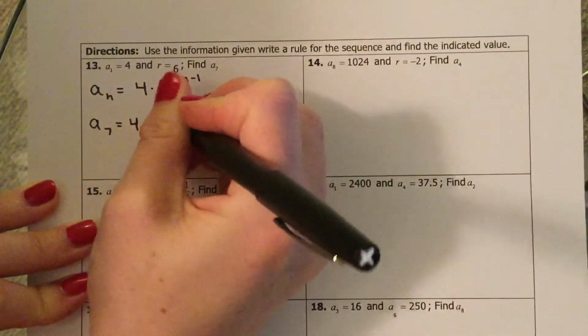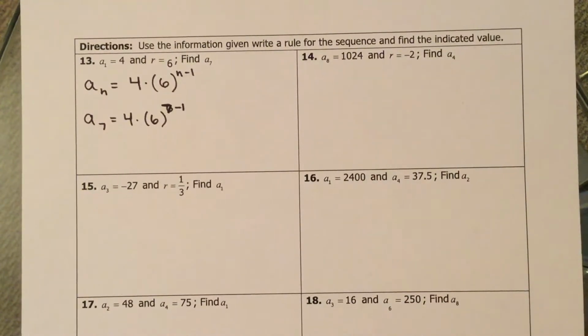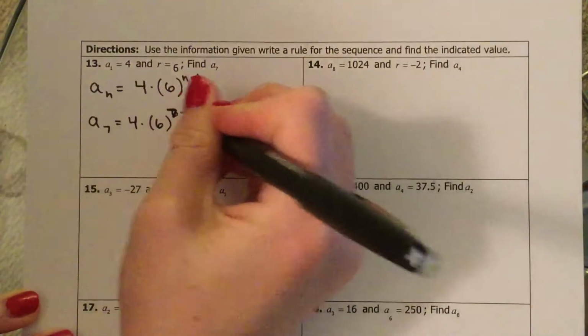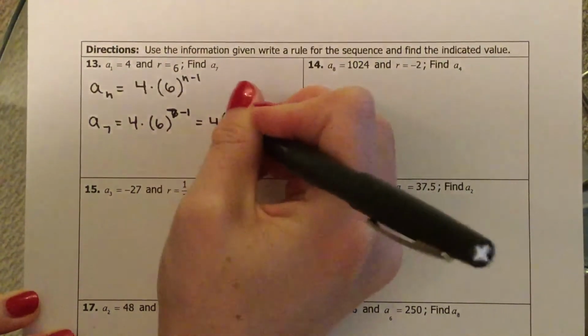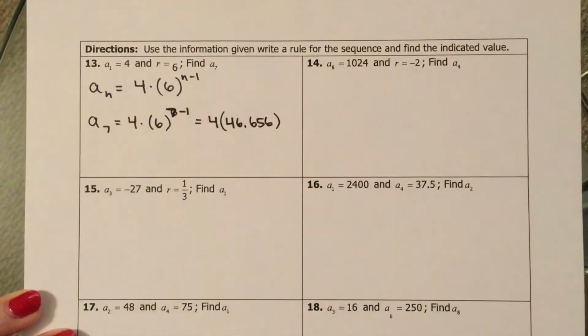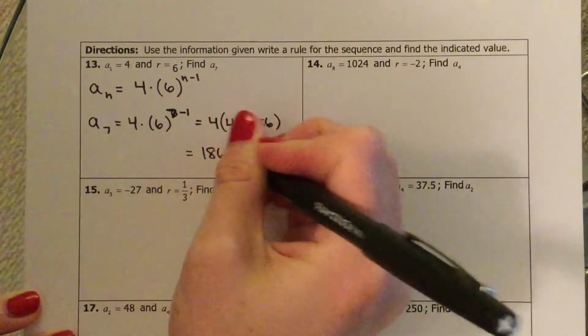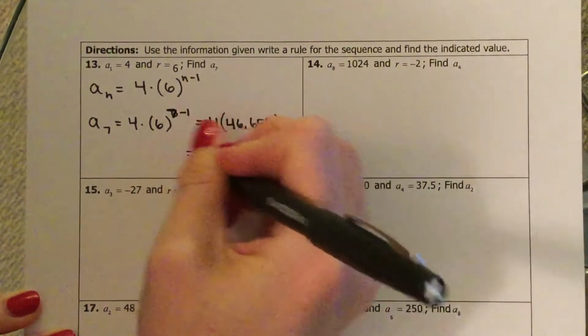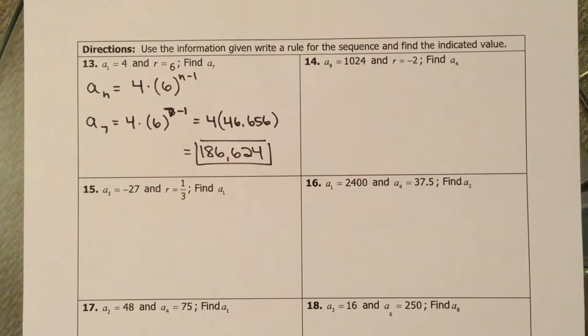So a sub 7, you would sub that in, so 7 minus 1 would be 6. So we need to know what 6 to the 6th power would be, and that would be a very large value. So we have 4 times, so 6 to the 6th ends up being 46,656. And we can multiply that out. So we end up with 186,624. All right, so common ratio of 6, and things would get pretty big pretty quickly.